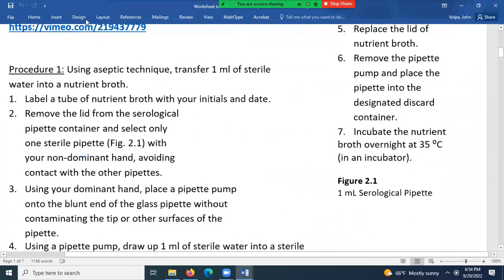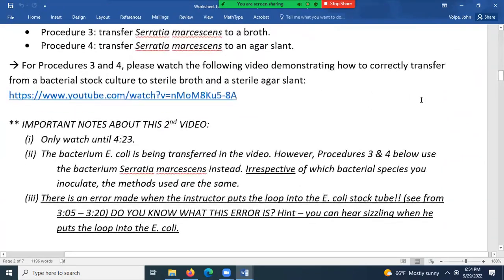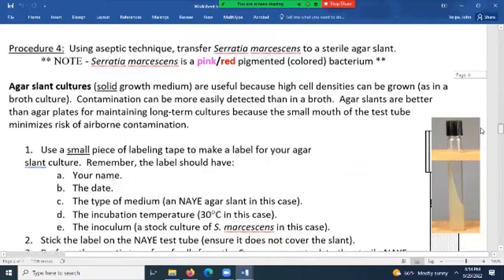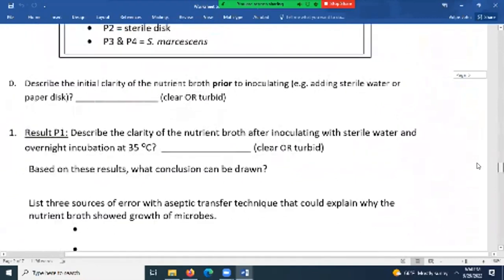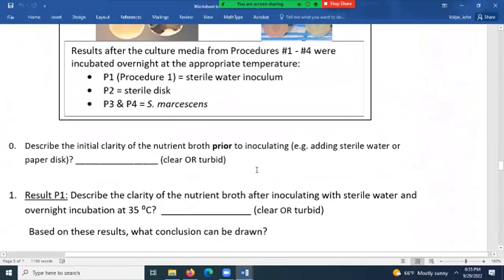The worksheet does have the links for the videos, and then it has the procedures. So answer the questions, the first question being 0. Describe the initial clarity of the nutrient broth prior to inoculating either the sterile water or the paper disc, and state whether it was clear or turbid.